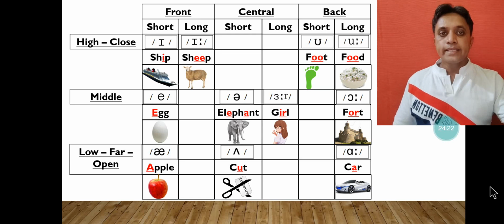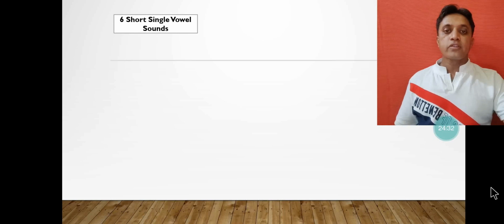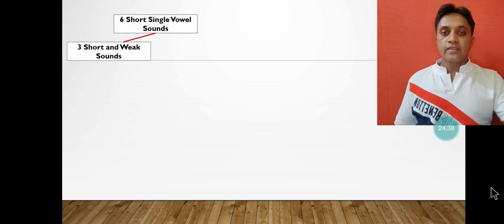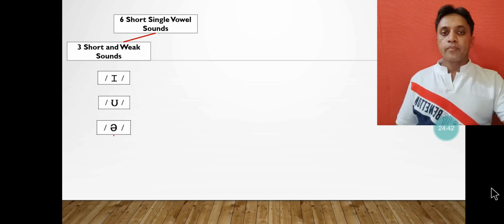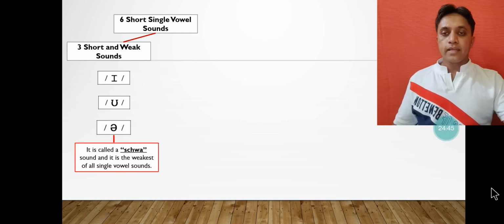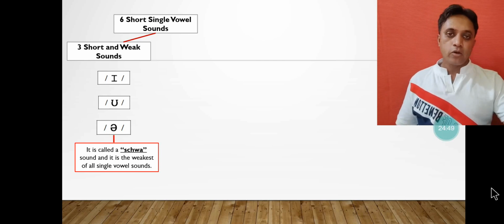Well, there is one more very important thing about the 6 short single vowel sounds, and that is, out of 6 there are 3 short and weak sounds, and they are I, U, and it is also called the schwa sound, and it is the weakest of all single vowel sounds.